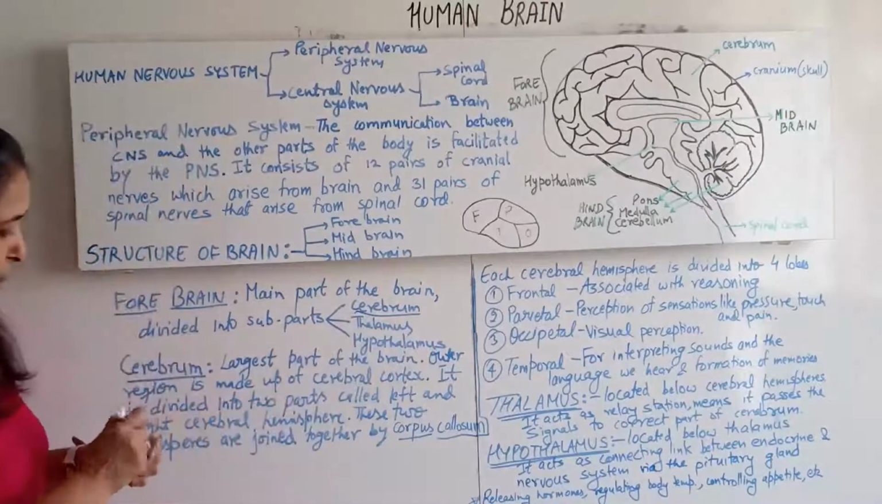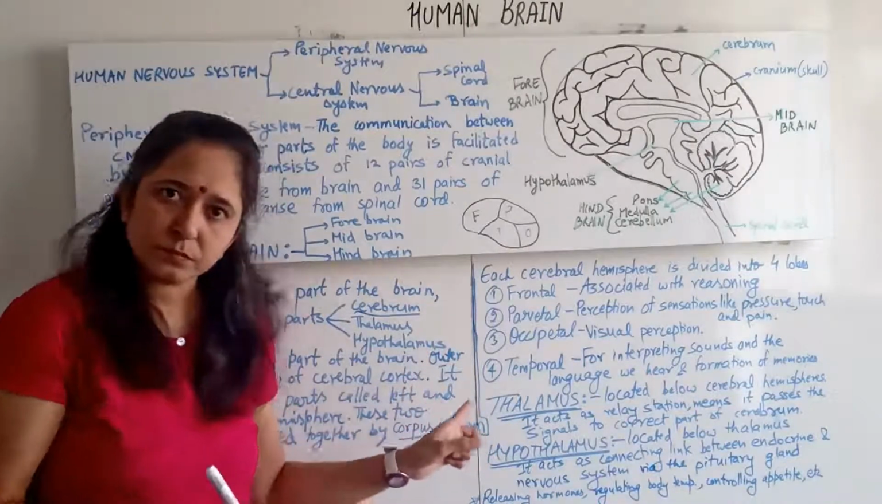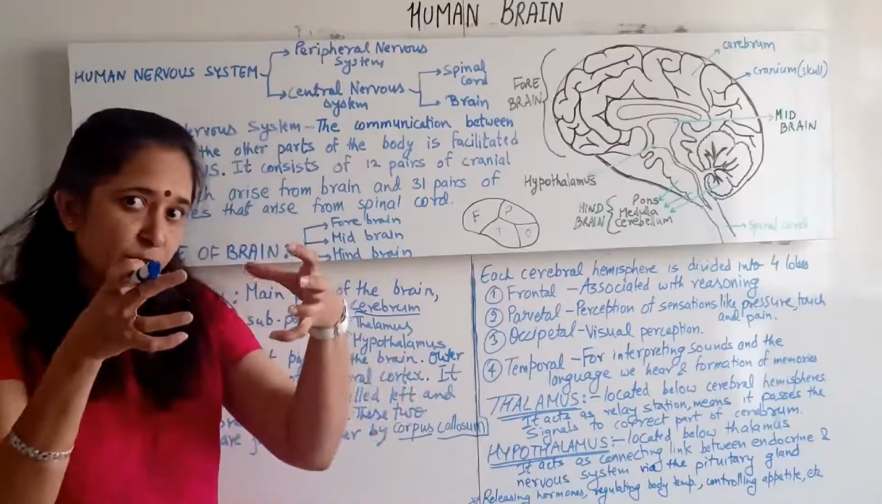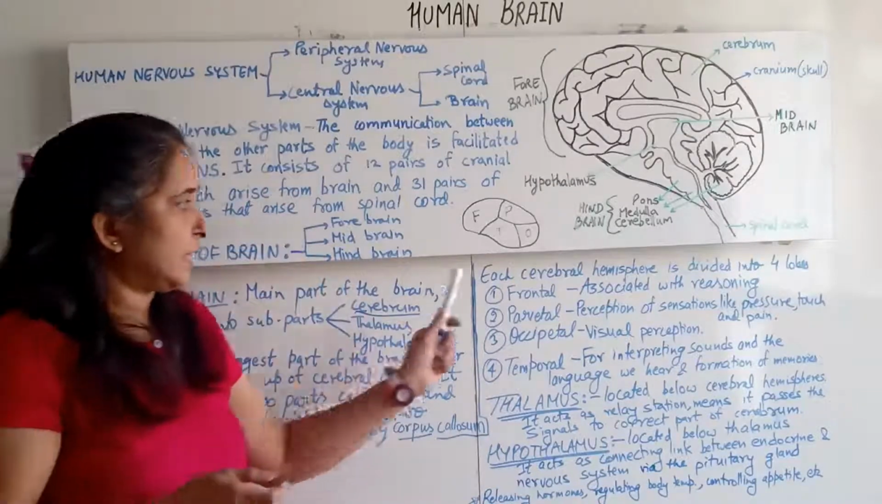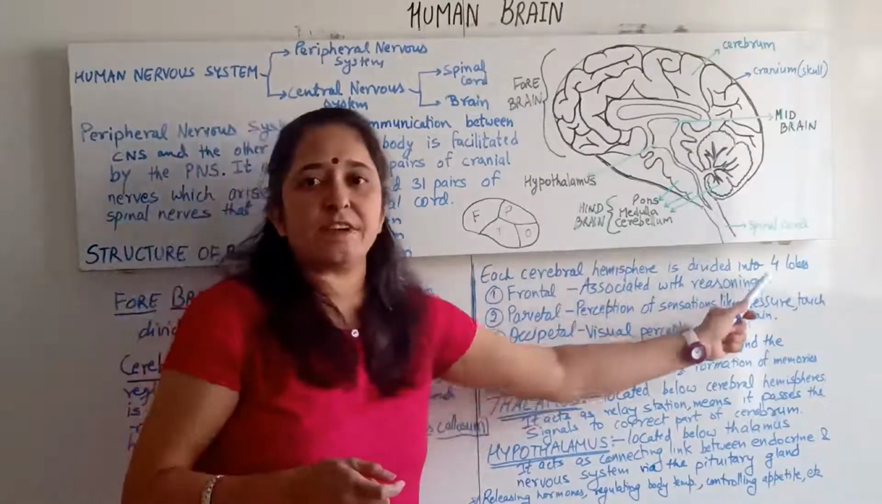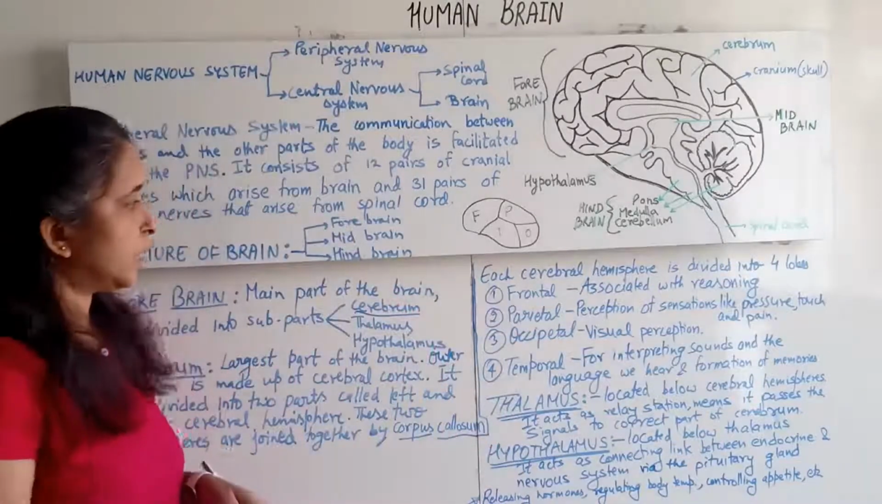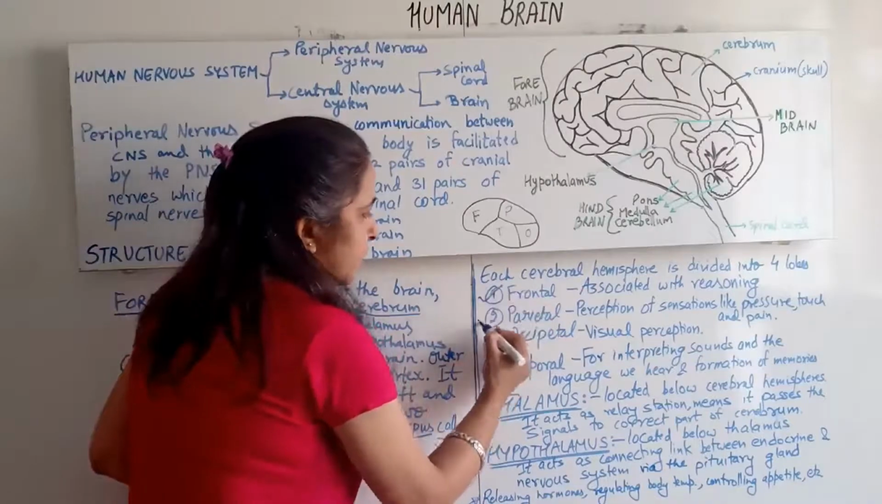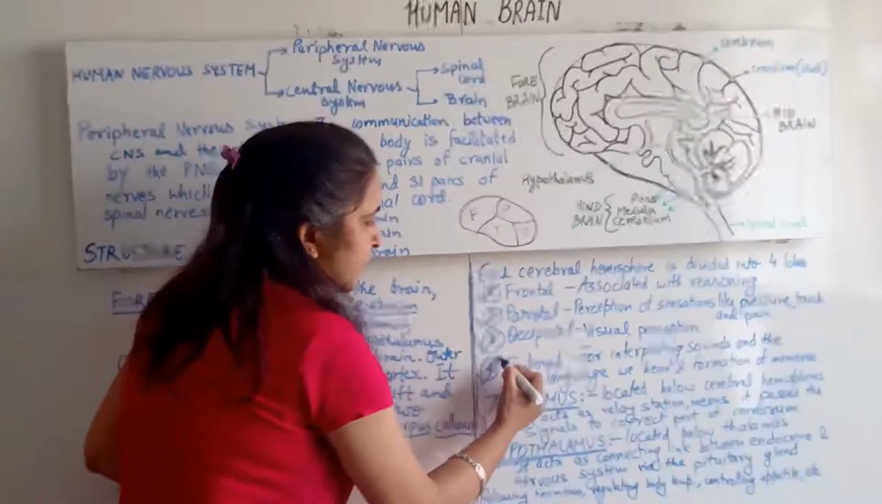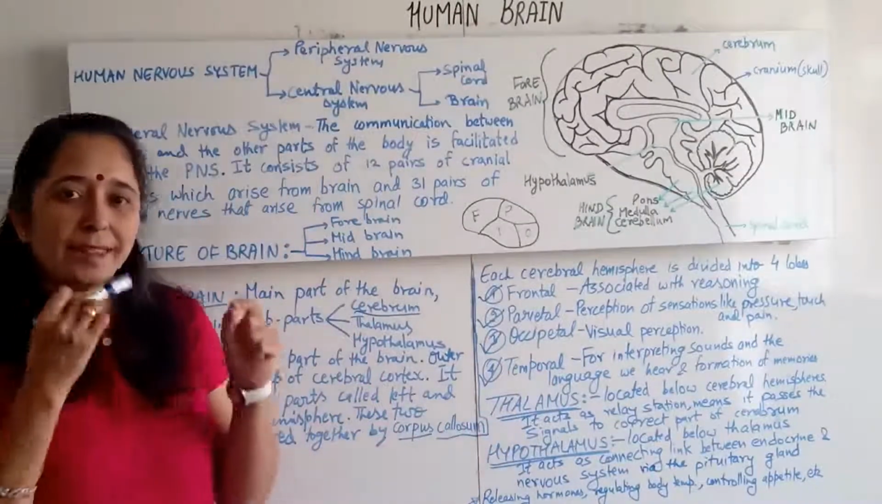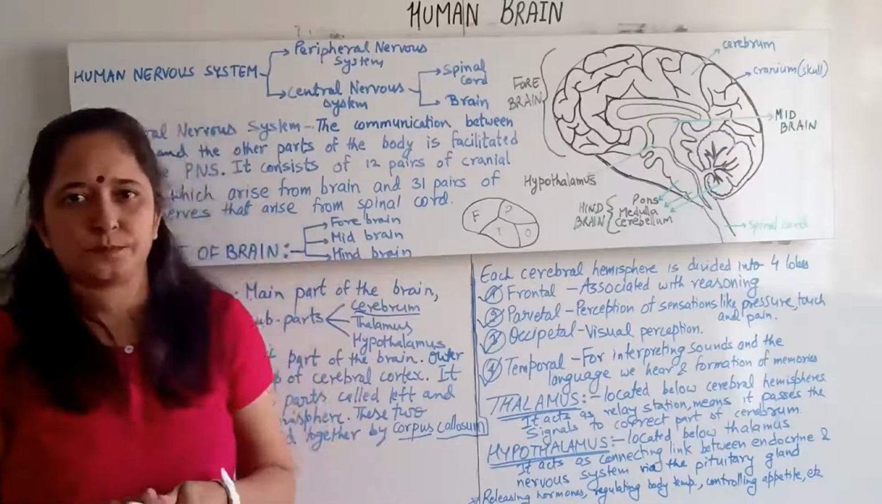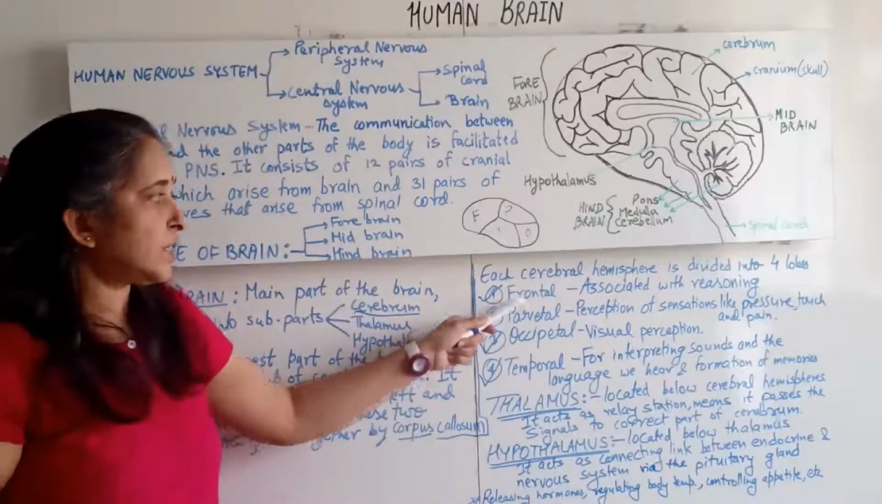Okay. Now what happened? This cerebrum, left and right hemisphere, that's having both. So each cerebral hemisphere is divided into 4 lobes. Now what are those 4 lobes? That is the frontal, parietal, occipital and temporal. And they have different functions. Now one by one. Frontal lobe.